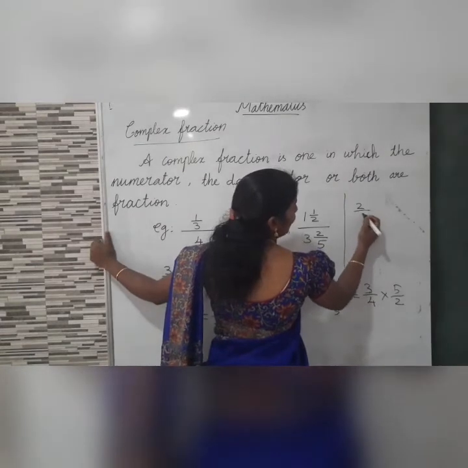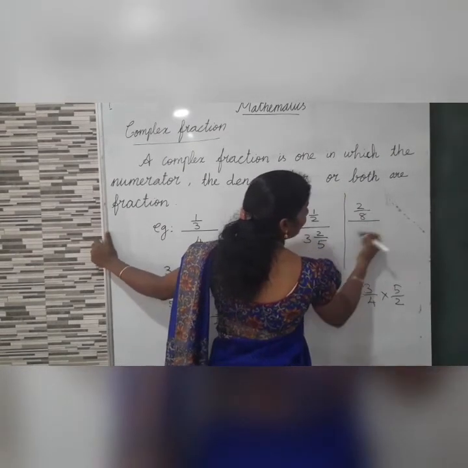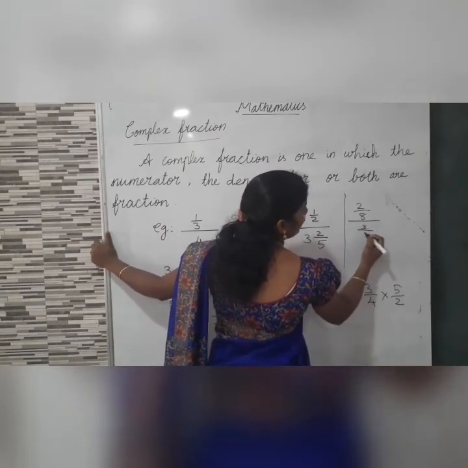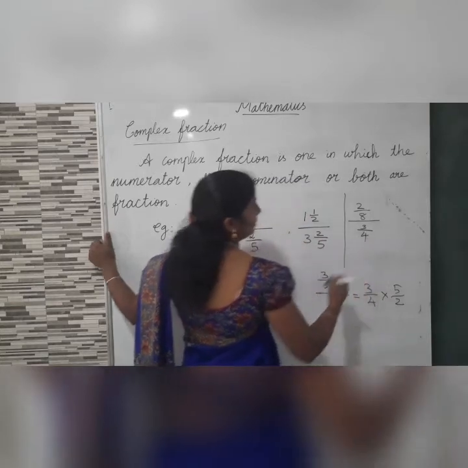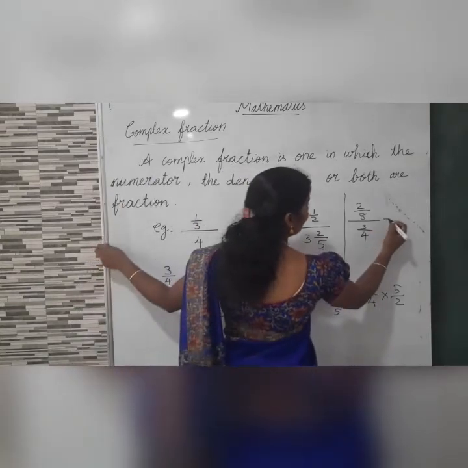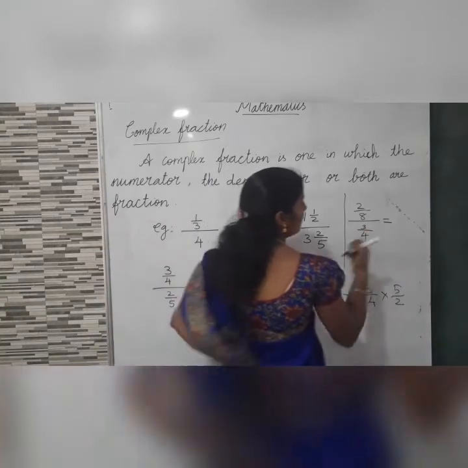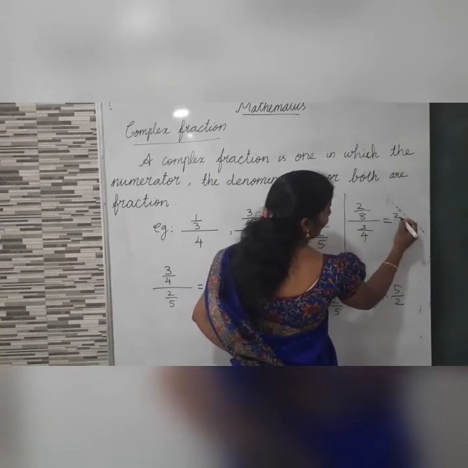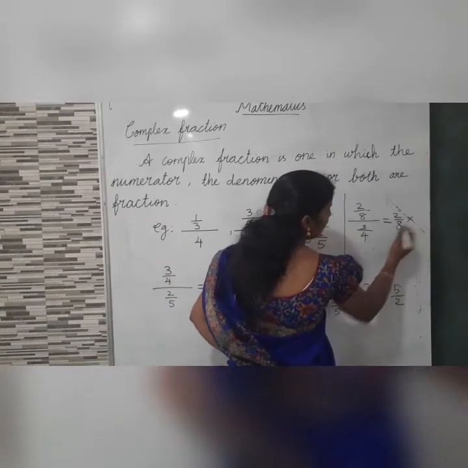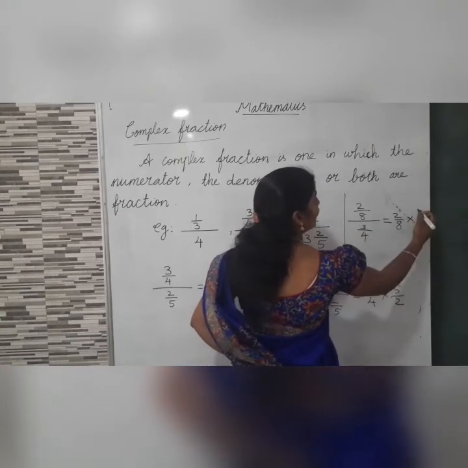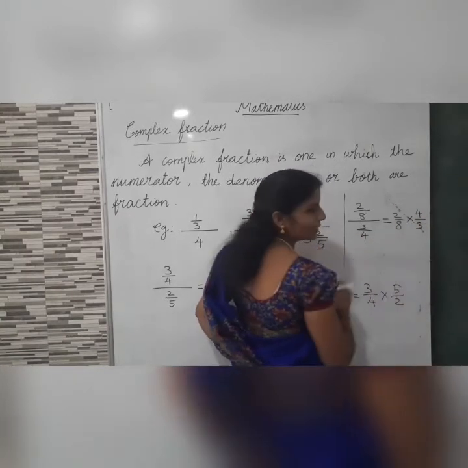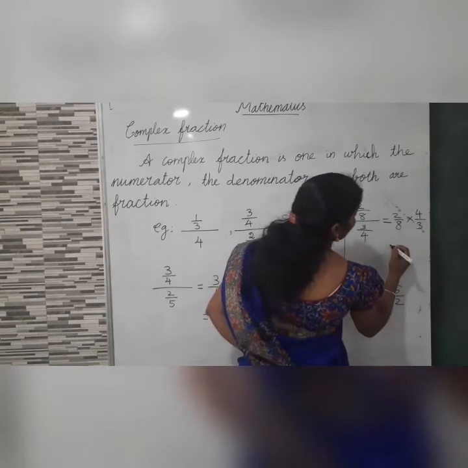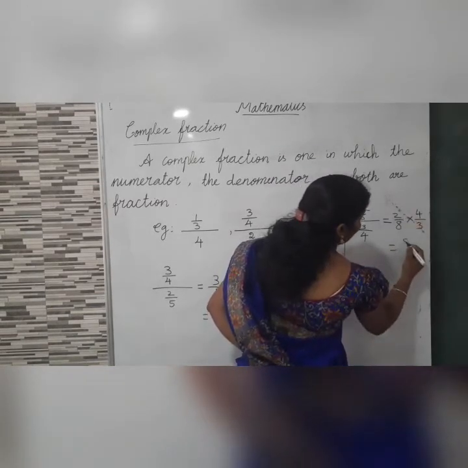2 by 8 divided by 3 by 4. How can you simplify? 2 by 8 into the reciprocal, which is 4 by 3. Now 4 2s are 8.